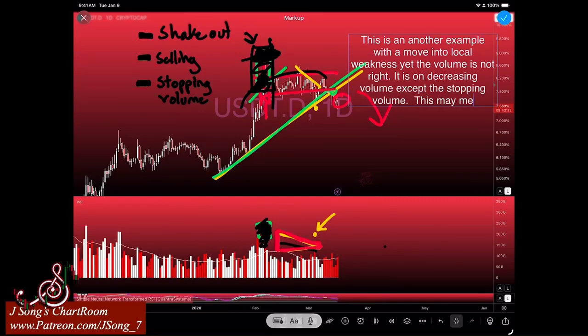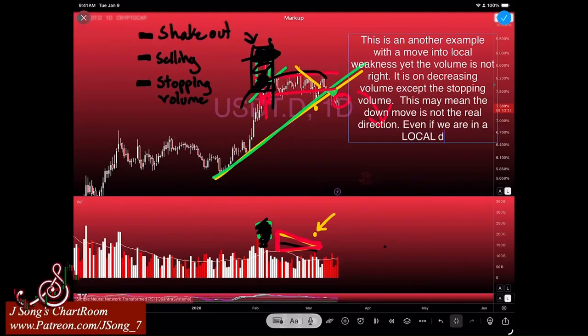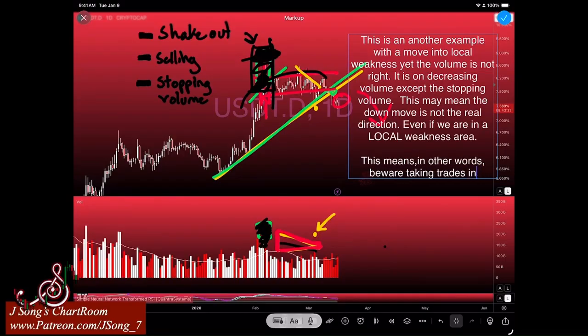This may mean the down move is not the real direction, even if we are in a local weakness area. This means, in other words, beware taking trades in this direction.